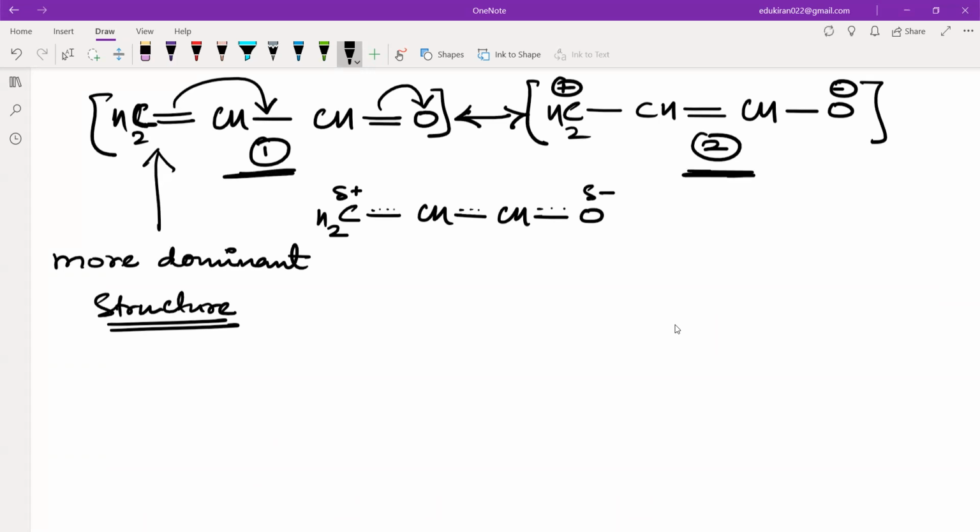And when we compare the stability of these two, then we can easily say that since the first is neutral, it has more number of bonds, and this one has charged species, right? It has charged species. So energetically, I will say that this is high. It has high energy, and this has low energy if I compare these two structures.